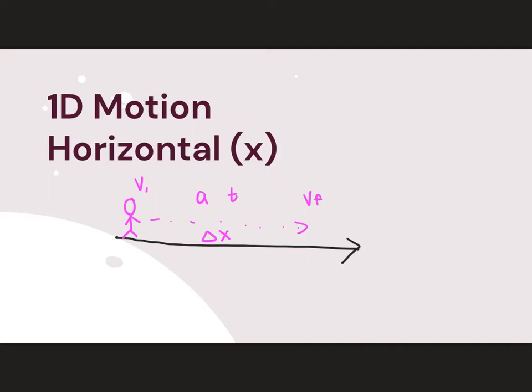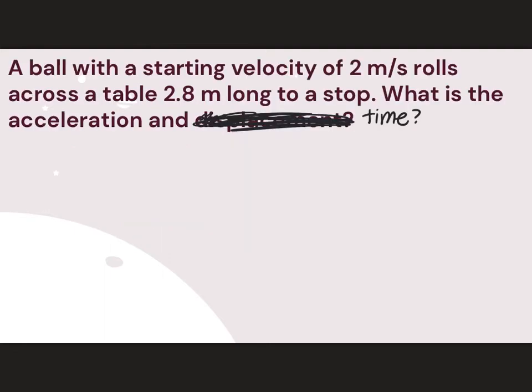Let's see what this would look like in a word problem. Let's get started with our first problem. A ball with a starting velocity of 2 meters per second rolls across the table 2.8 meters long to a stop. What is the acceleration in the time?